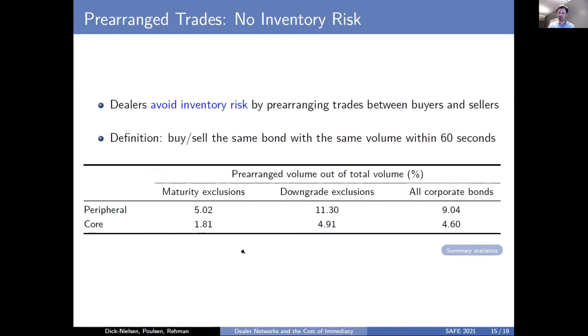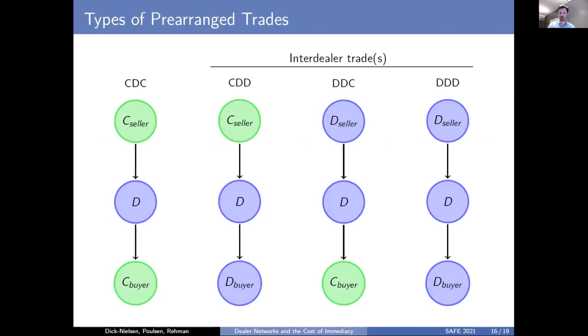Now, we also differentiate between different types of prearranged transactions. In particular, we look at the type of counterparties the prearranging dealer has. So the first type of prearranged trade is what we call a CDC trade. This is when a customer sells to a peripheral dealer, to a prearranging dealer, who then sells to another customer. So here we have a customer on both sides of the transaction, and the dealer is not exploiting his interdealer network position. For all the other types of prearranged trades, the dealer relies on the network.